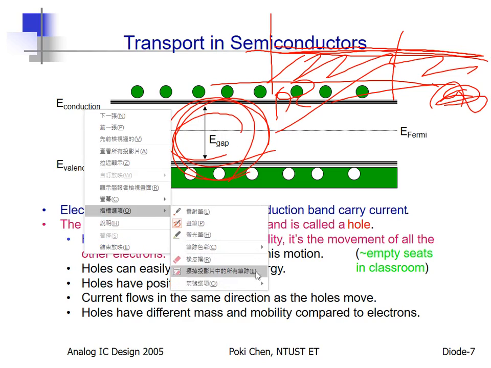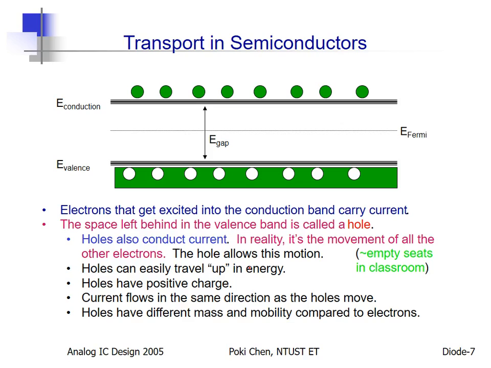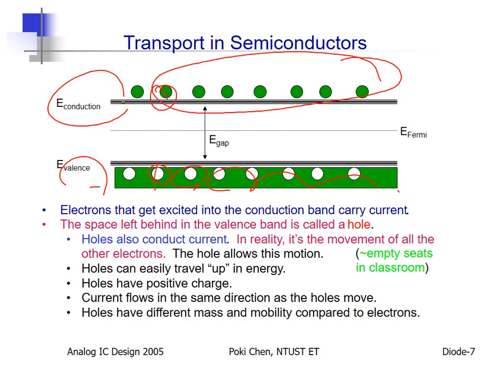Again, never mind what kind of energy you use to promote the valence electron to be free, there will be holes here, empty seats to capture the other electrons. So you have free electrons here in the conduction band, and in your valence band, you will have free holes.